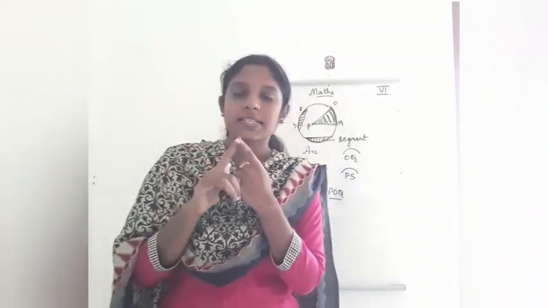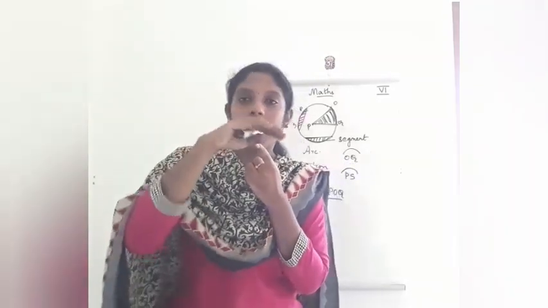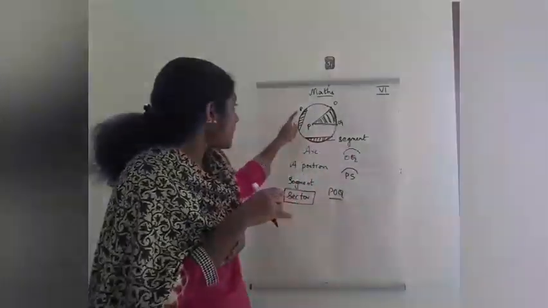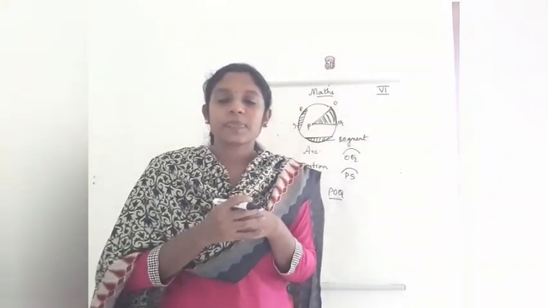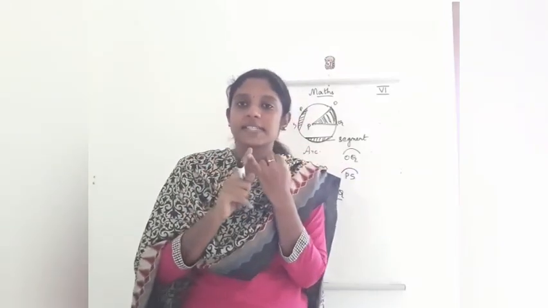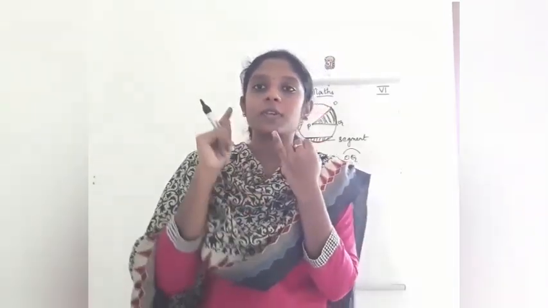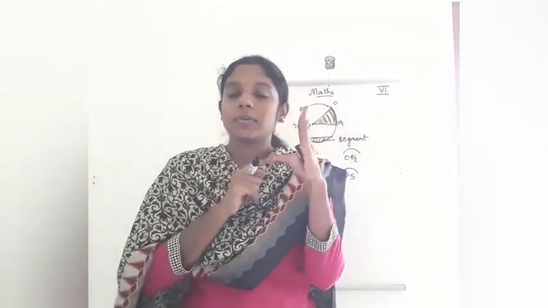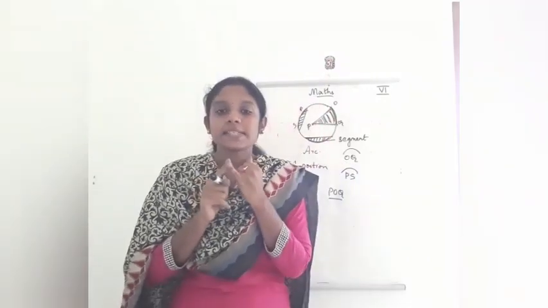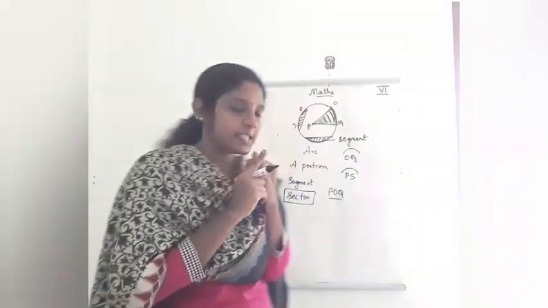So now we have learned what a sector is and what a segment is. Remember, don't get confused between the two. A segment is formed by an arc and one chord, the interior portion of the arc and a chord. A sector is the interior portion of an arc and two radii. So remember the terms we have studied: chord, radius, diameter, arc, segment and sector.